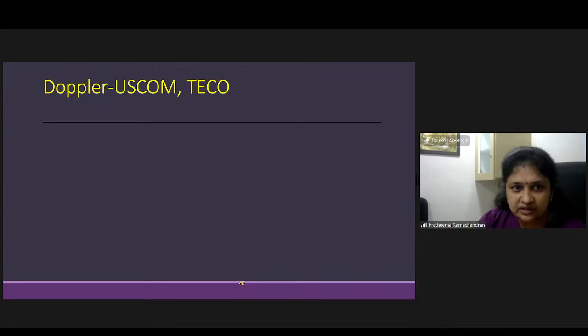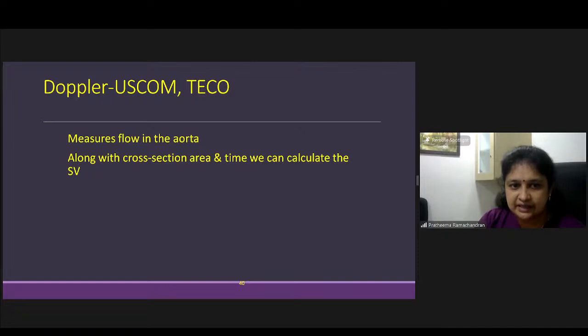Then we look at the Doppler. Doppler is always the flow of blood. So in the aorta, how is the blood flow? That is going to measure the cardiac output. So stroke volume is what we decided to measure. Stroke volume into heart rate is the cardiac output. So in this Doppler, we can measure the outflow of the heart.